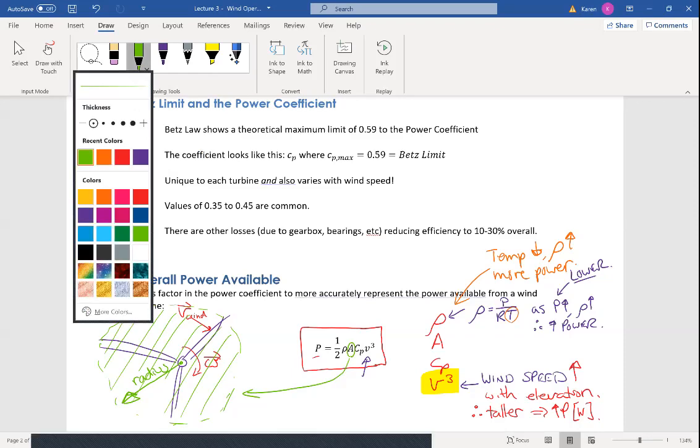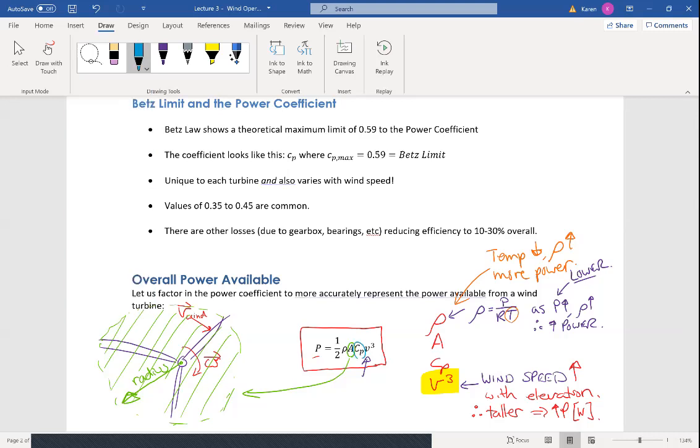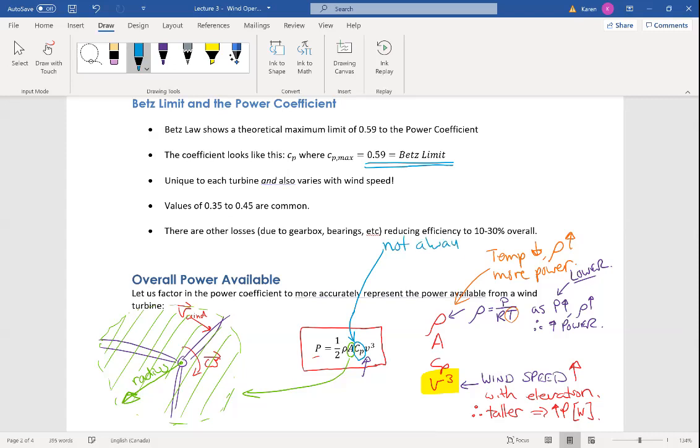The last part of this equation is CP, the coefficient of performance. This is not called the Betz constant or the Betz limit. The Betz law makes a limit. So the Betz limit is equal to 0.59. Again, this is not always 0.59. It's just that physics limits this to 0.59. So that's theoretically as big as this number could get. With the coefficient of performance, higher is better.